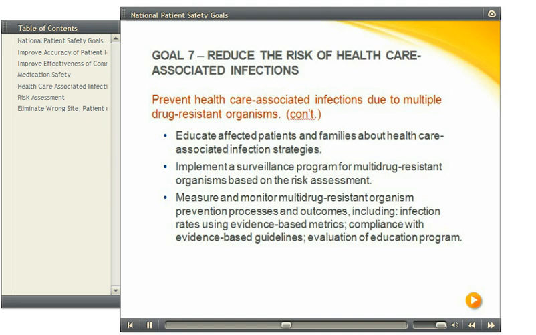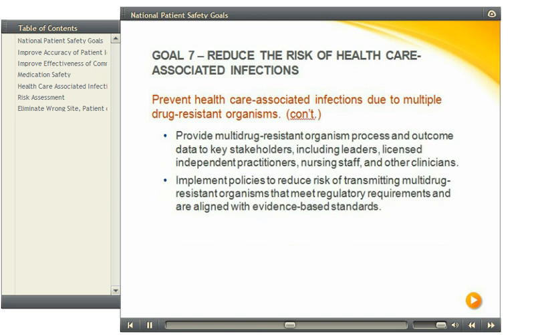Implement a surveillance program for multi-drug-resistant organisms based on the risk assessment. Measure and monitor multi-drug-resistant organism prevention processes and outcomes, including infection rates using evidence-based metrics, compliance with evidence-based guidelines, and evaluation of the education program. Provide multi-drug-resistant organism process and outcome data to key stakeholders, including leaders, licensed independent practitioners, nursing staff, and other clinicians. Implement policies to reduce risk of transmitting multi-drug-resistant organisms that meet regulatory requirements and are aligned with evidence-based standards.